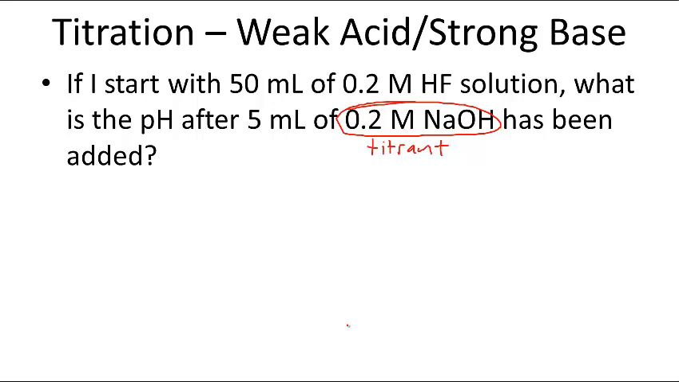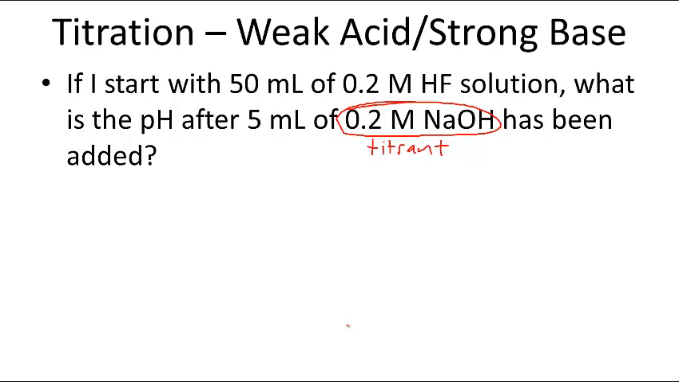All right. So now we ask the question, what if I start with my 50 milliliters of 0.2 molar HF solution and I start adding my titrant? After I've added 5 milliliters of titrant, what is the pH of the solution going to be? Turns out this is a much more complicated question. One main reason it's more complicated: I start with 50 milliliters. I've added 5 milliliters. So my volume has changed. So even if I just added 5 milliliters of water, the concentration would change and the pH would change because of it.